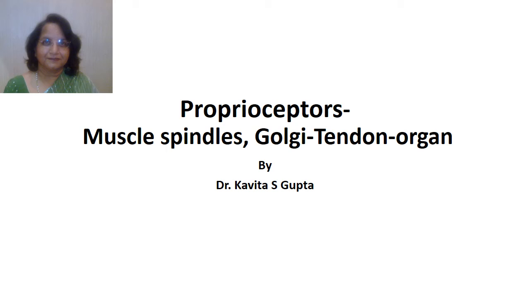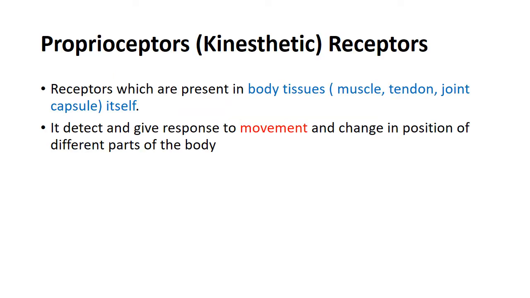Today's lecture is on proprioceptors. Their names are muscle spindles and Golgi tendon organs. Why do we call them proprioceptors? Because they are responsible for maintaining or regulating the movement and the change in the position of the different parts of the body. Means responsible for posture and movements also.